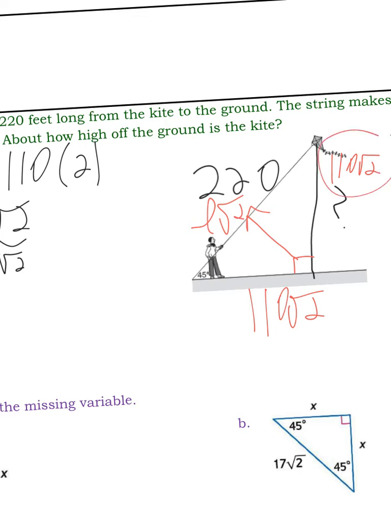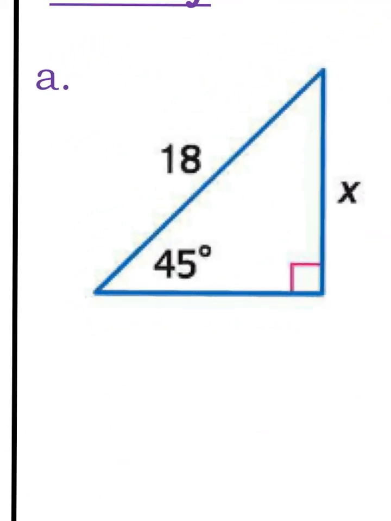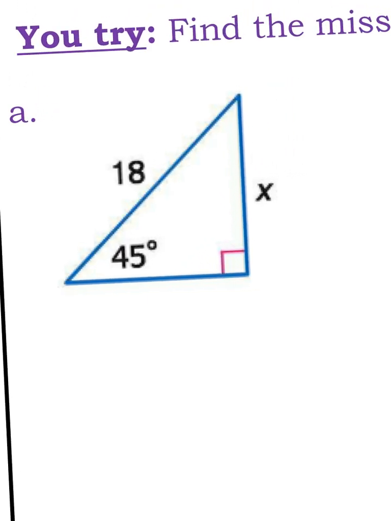Again, what's the pattern? I was given a whole number for the long side, so the short side is half of it with the square root of 2 next to it. Okay, got a couple more examples. 18, I'm going to cut it in half, throw a square root of 2 next to it. The answer is 9 square root 2.